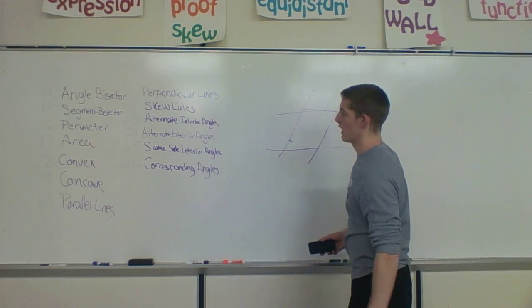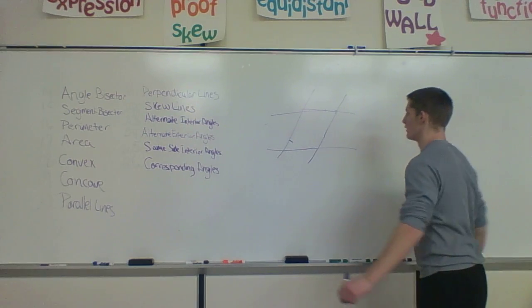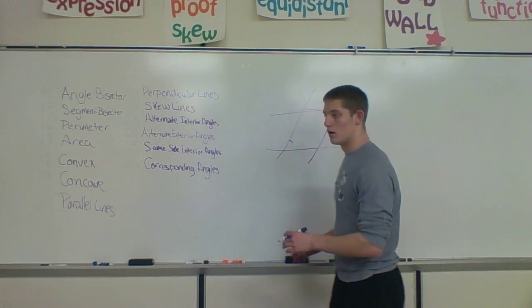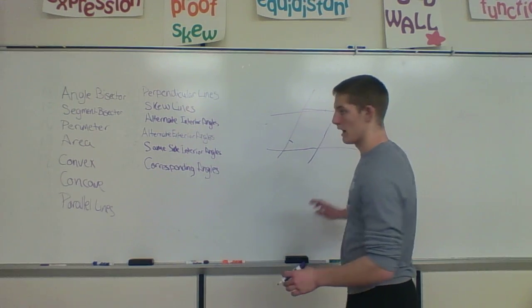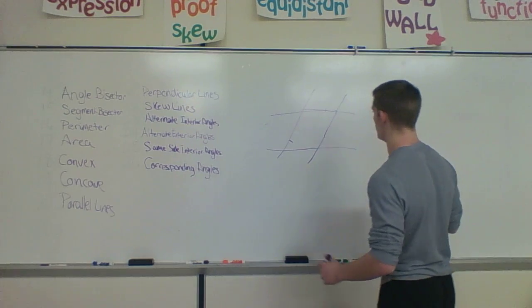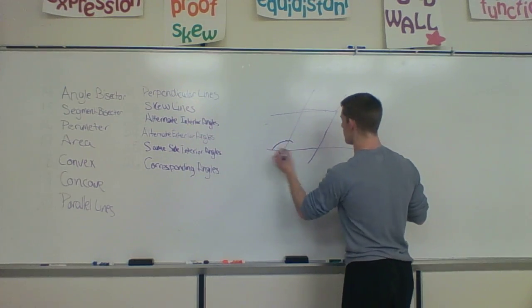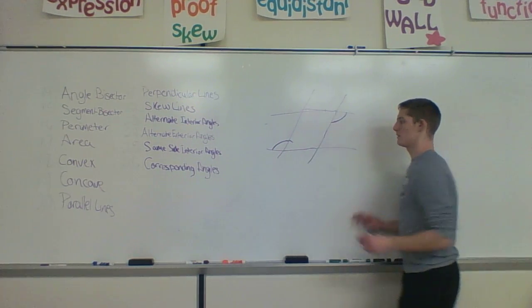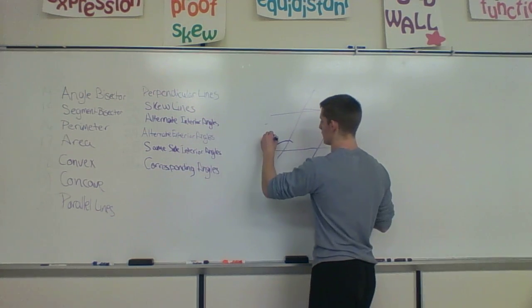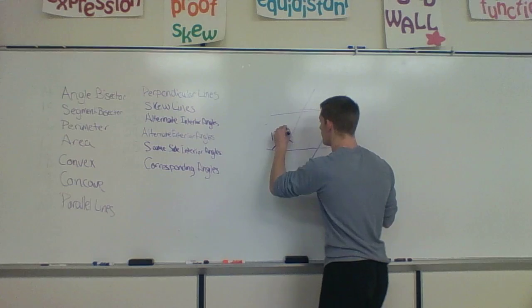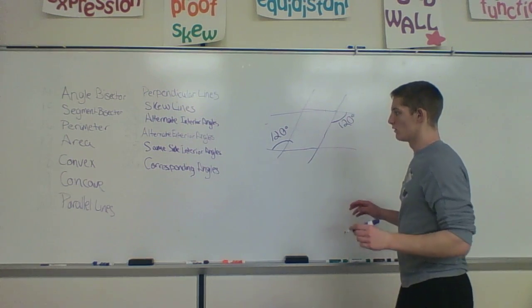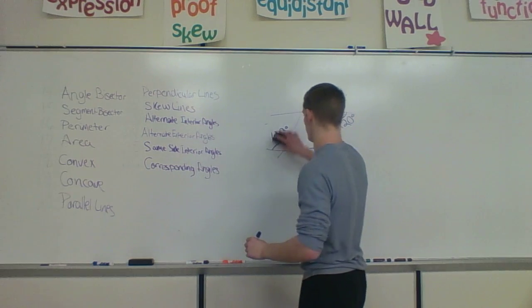Next is the alternate exterior angle. So it would be angles on the outsides of the transversal that have the same measurement of the angle. So this right here and this right here. They're on opposite sides of the outside and they have the same measurement. So this has 120 degrees and so does this one. So there you have alternate exterior angles.